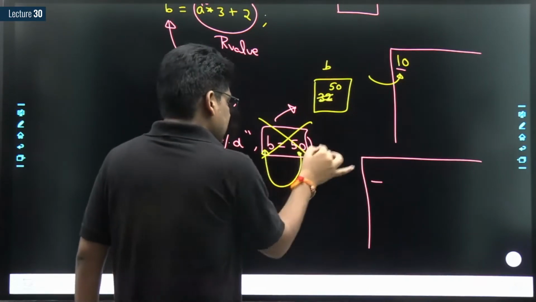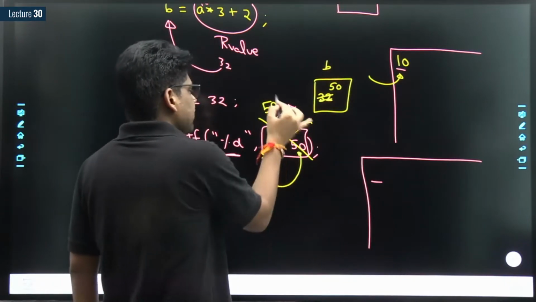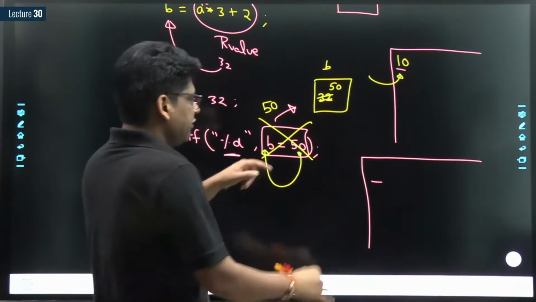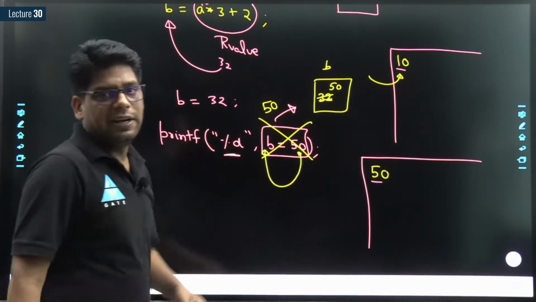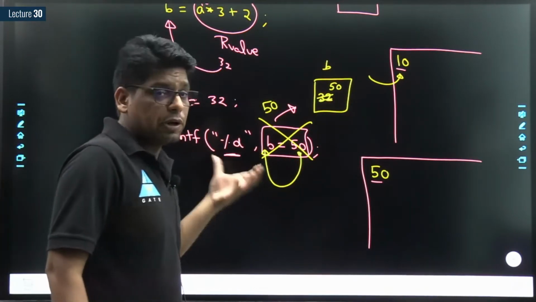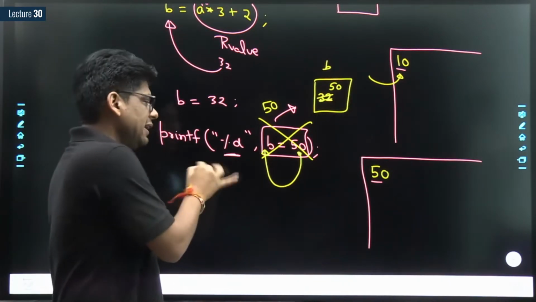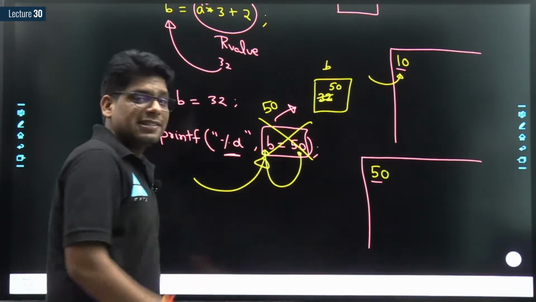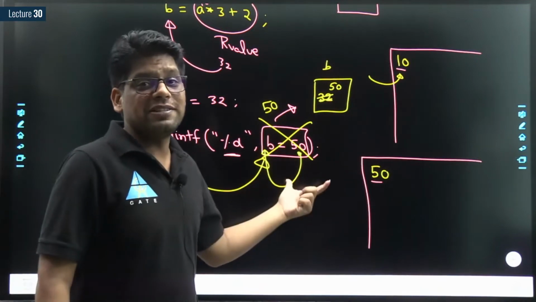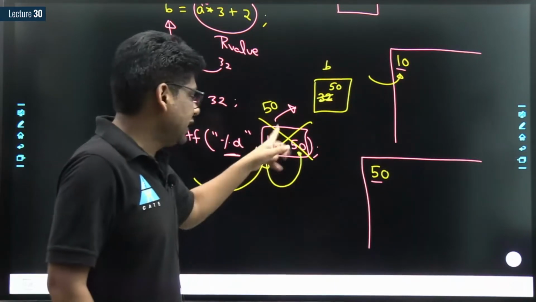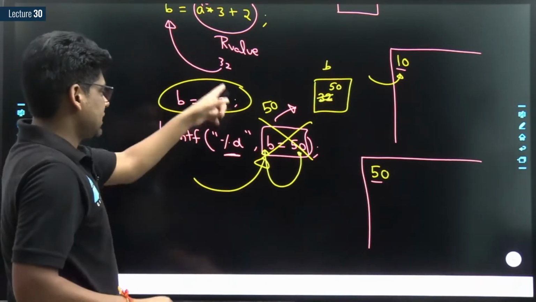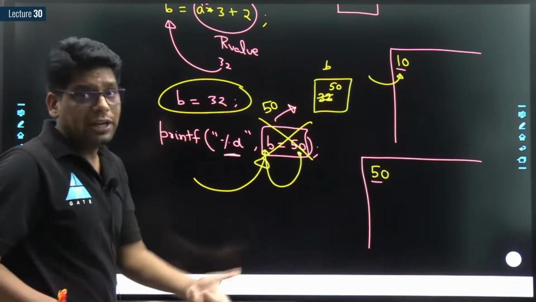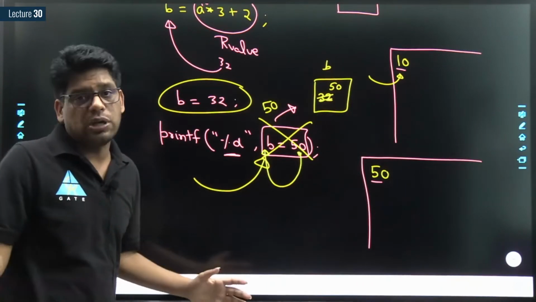That is why, sir, can I replace this with 50? Yes, of course. So, what is the output? Sir, 50 will be printed. That means first it is assigned and then it is printed. Why? Because now we are interested in the value of this expression. We are interested in printing the value of that expression. Here, this expression has a value 32, but are we using it? No, sir.